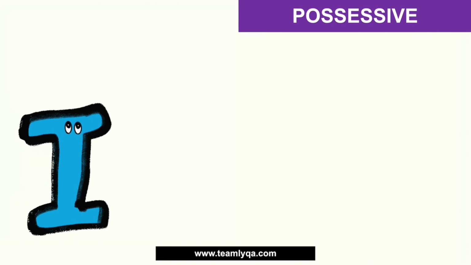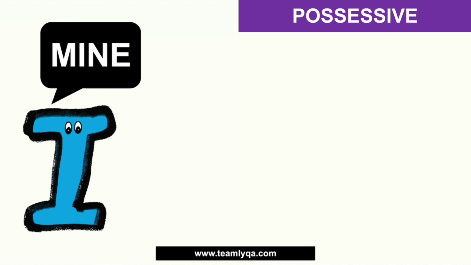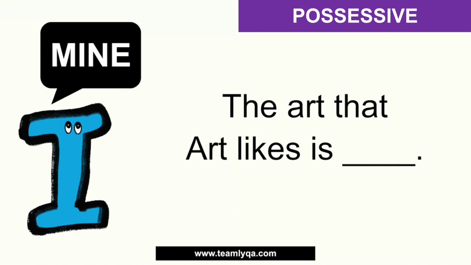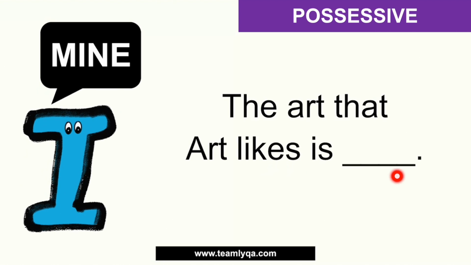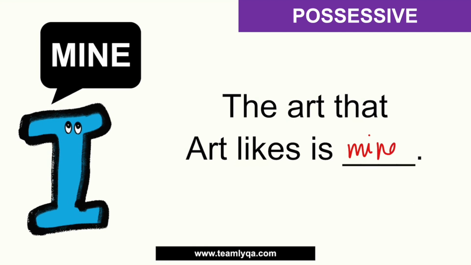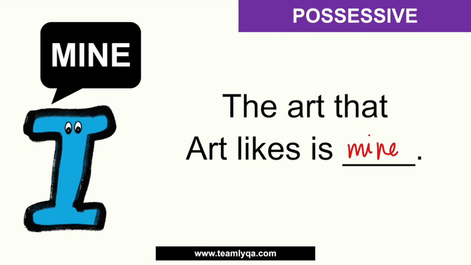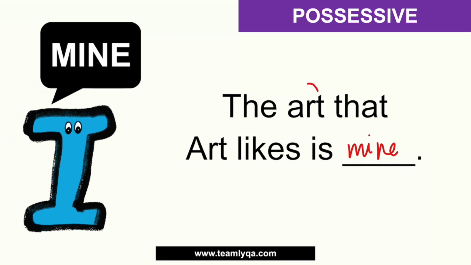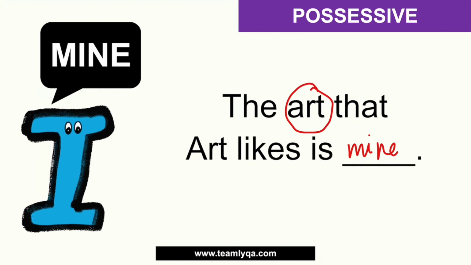Now, dito naman tayo sa possessive, no? Kapag, again, mag-isa lang siya, we call it mine. Kung ang sentence ay ganito, sabi, the art that Art likes is blank. So, the art that Art likes is mine. Okay? So, sa akin, ang art na gusto ni Art, it's mine. Ano yung mine na yan? Yung art, yun yung pinag-uusapan dyan. Okay? Akin yung art na yon.